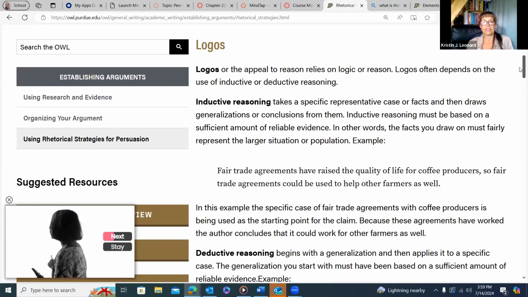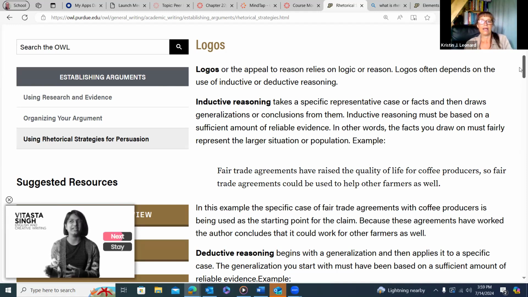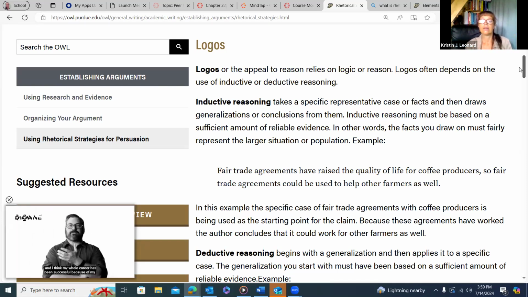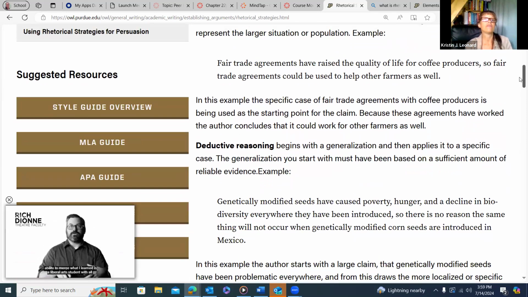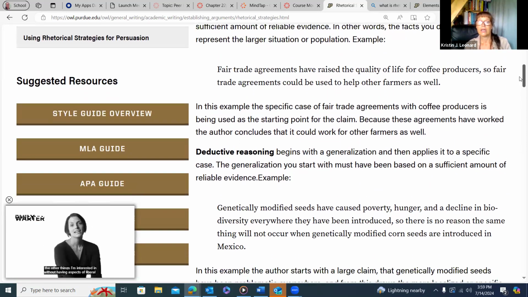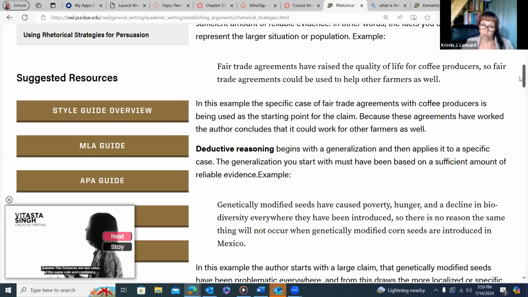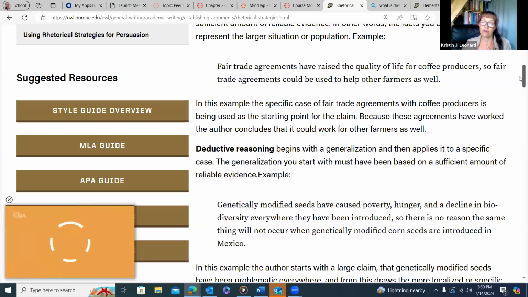Inductive reasoning takes a specific case of facts, then draws a generalization or conclusion from them. So inductive reasoning must be based on a sufficient amount of reliable, credible evidence. This is a great example right here. Fair trade agreements have raised the quality of life for coffee producers. So fair trade agreements could be used to help other farmers as well.